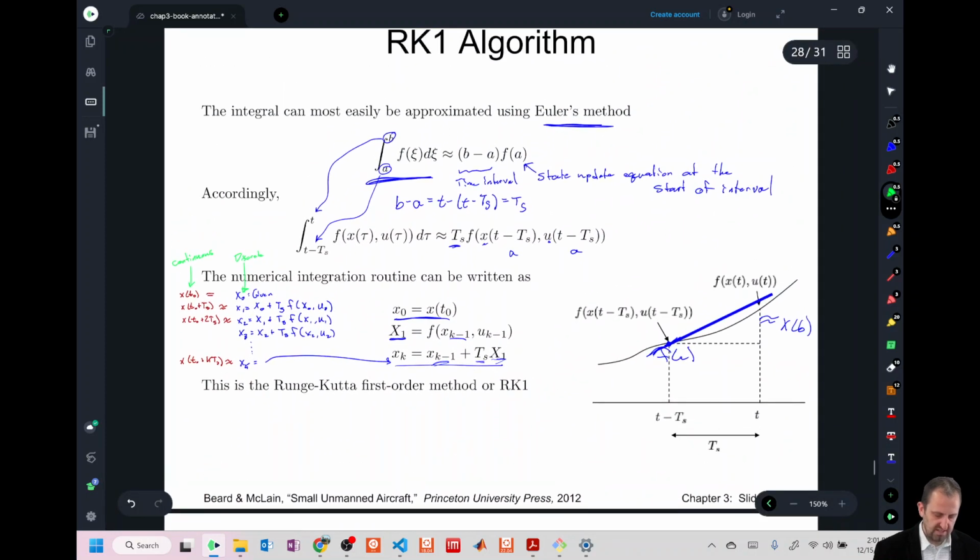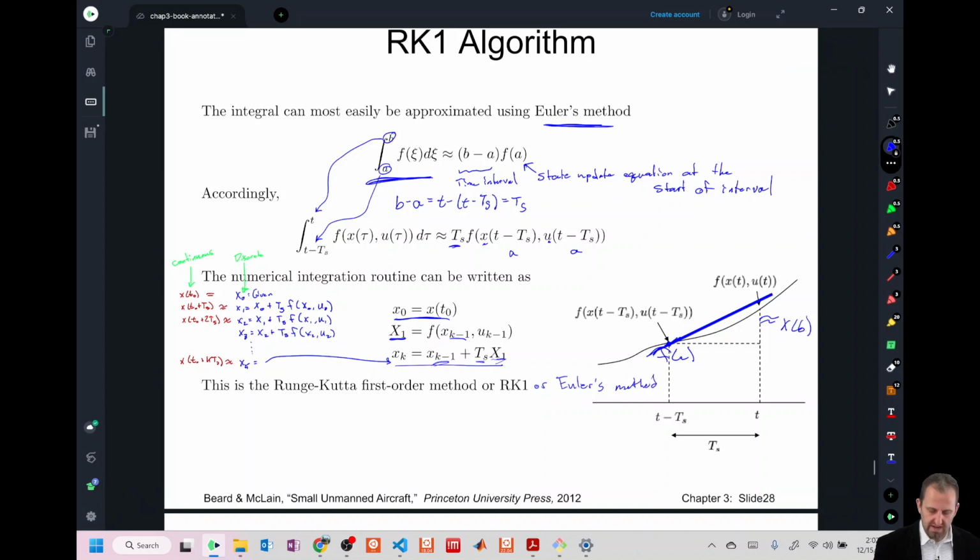Okay, so this is a first order Runge-Kutta method, and we could write it as RK1, or you'll also hear it as Euler's method. Maybe I should write method.